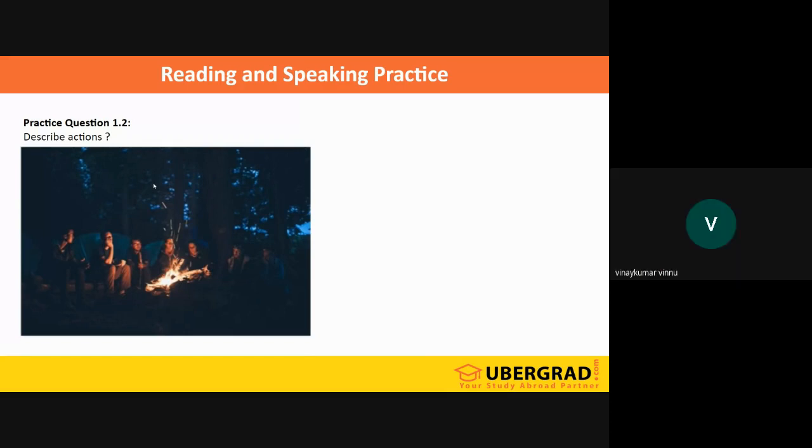Here I can see a group of people having a camping fire. By looking at the location, we can say that it is a cold location. So that's the reason they had a fire camping over there. And here we can see some of the faces which got tired, like they may have been trekking or riding or whatever.